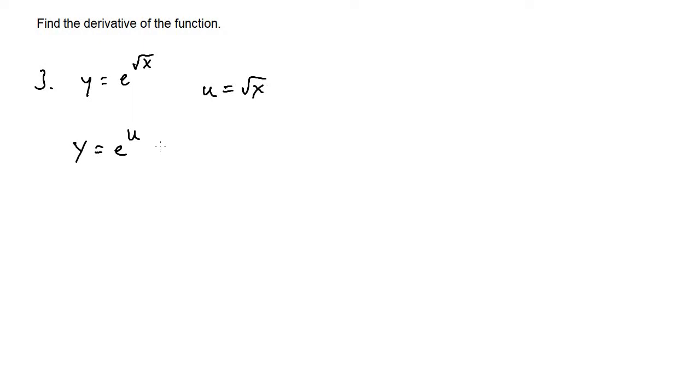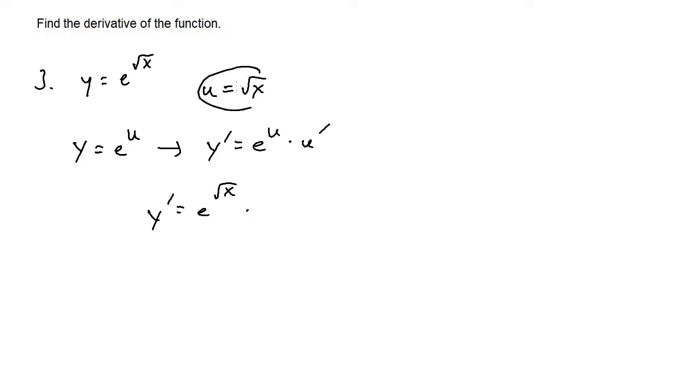Now the derivative of e to the u, remember the derivative of e to the x is just e to the x, so the derivative of e to the u is just going to be e to the u, and because we have an inner function, once again we do have to multiply by the derivative of that inside function. So if I go ahead and substitute that back in, the u, y prime is going to equal e to the square root of x times u prime.